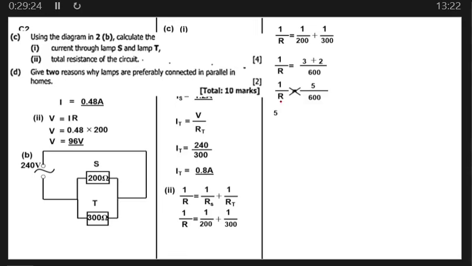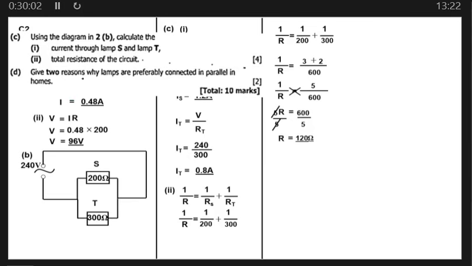So multiply R times 5, which will be R5 equals 1 times 600, which will be 600. Then we'll divide here by 5, here by 5. Then 5 into 5 will remain with R, equals 5 into 600, which will have 120 ohms. All right, so this is our answer. Then now we'll go to the last one.